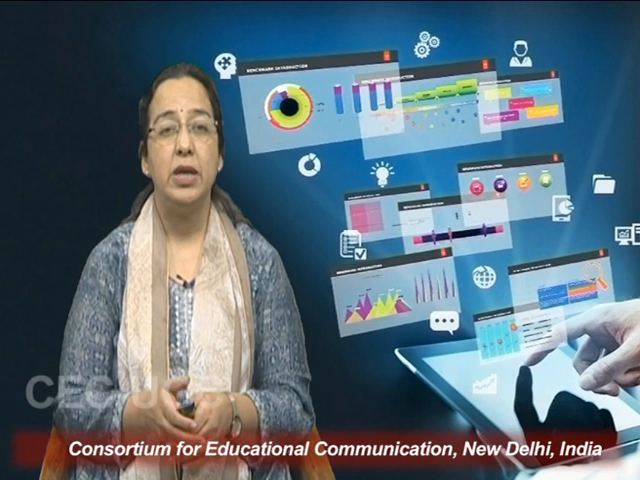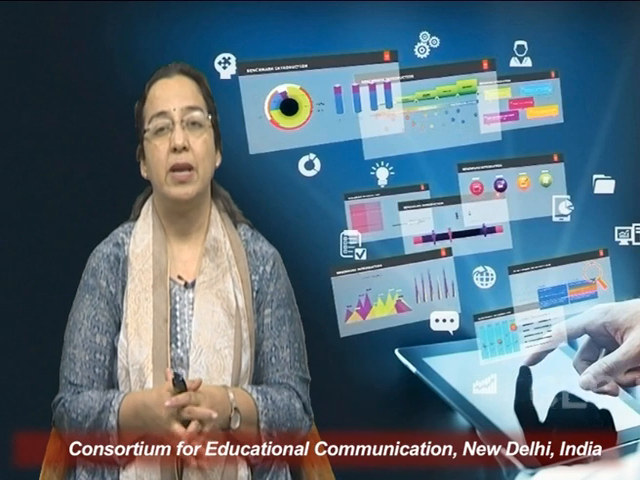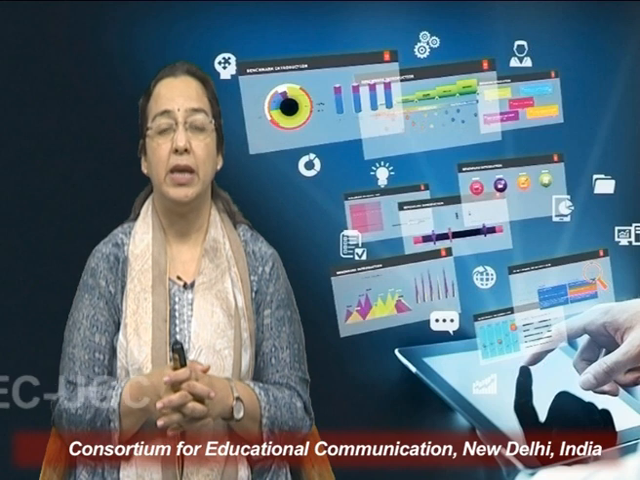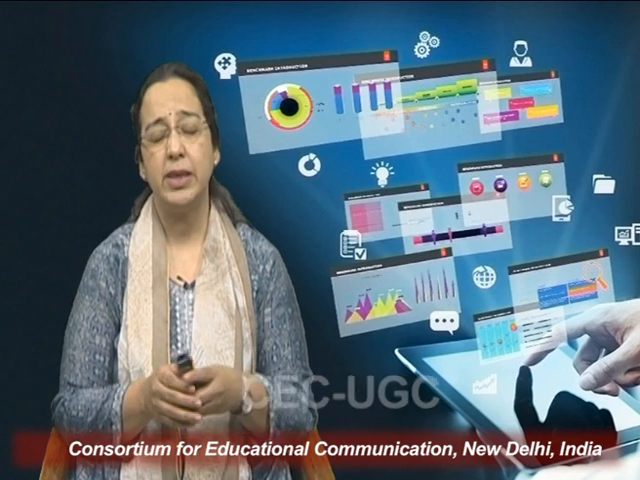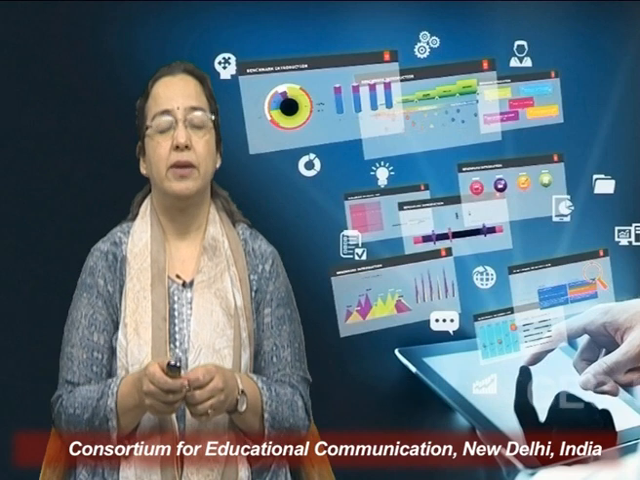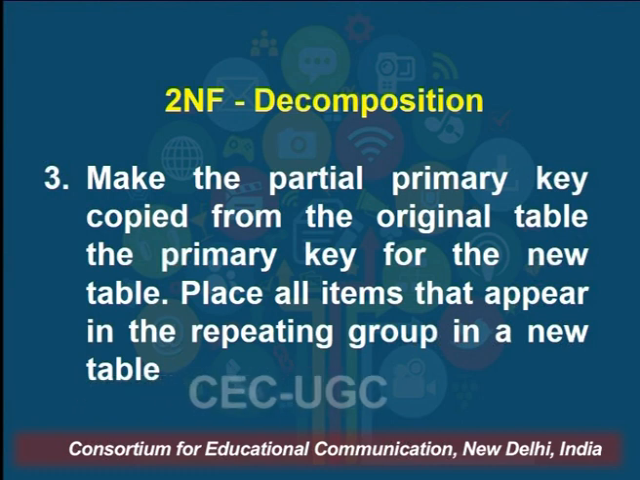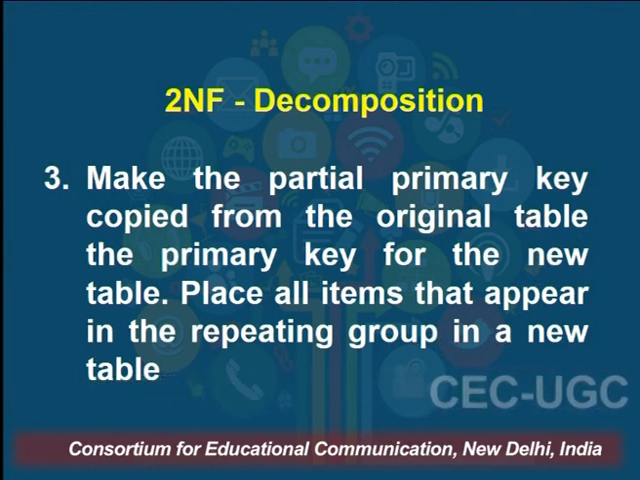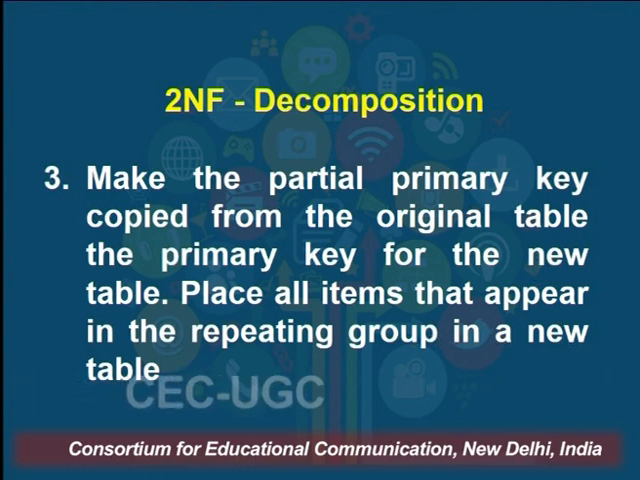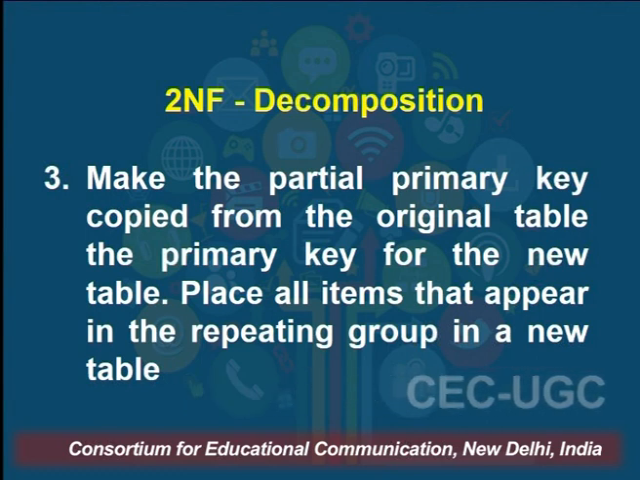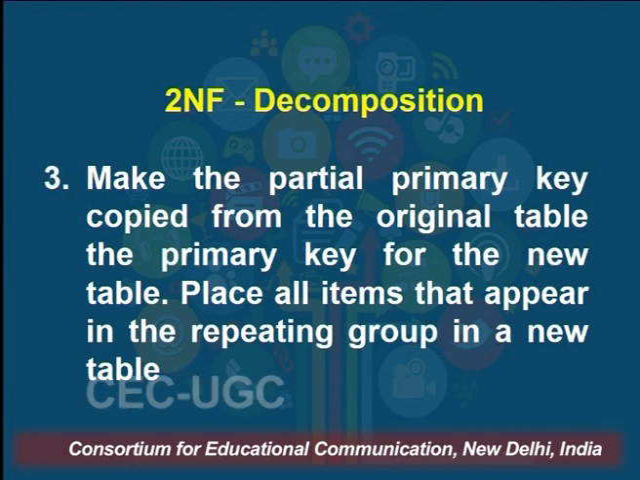And we also need to see that the partial primary key which is copied from the original table should be the primary key for the new table. You can see this third point on the screen, and let's see. Make the partial primary key copied from the original table the primary key for the new table, and also place all the items that appear in the repeating group in a new table. So, if we follow these three steps of decomposition, we will be able to decompose our tables suitably when we talk about second normal form.